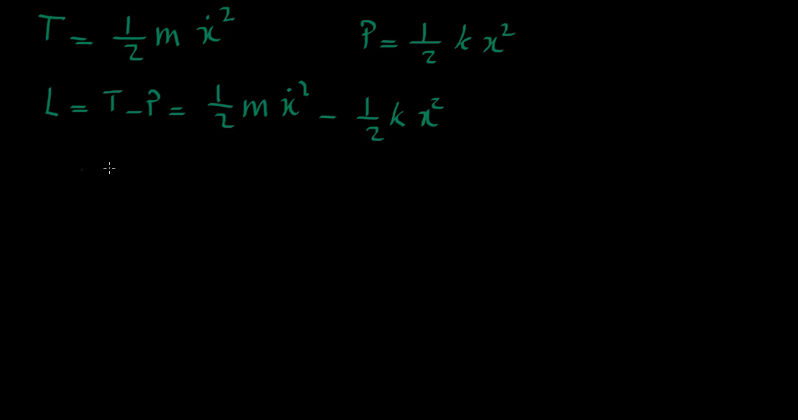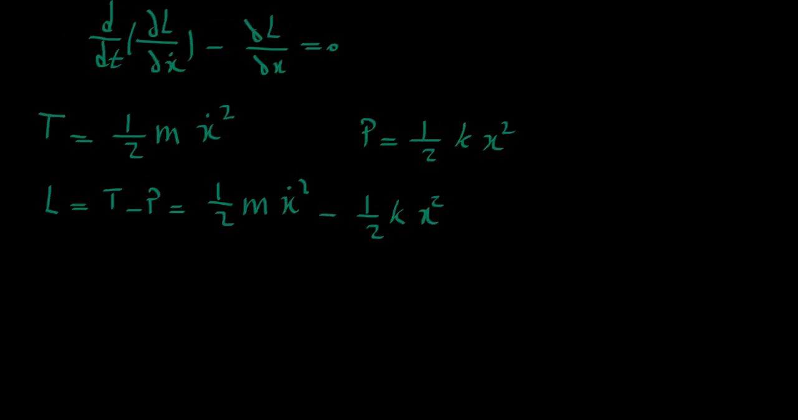Now that we have the Lagrangian, let's use this equation to derive the governing equation of motion. So let me use another color. The derivative of the Lagrangian with respect to x dot would be mx dot here. The 2 will cancel out with this 1 over 2, so this would be mx dot, minus the derivative of the Lagrangian with respect to x.